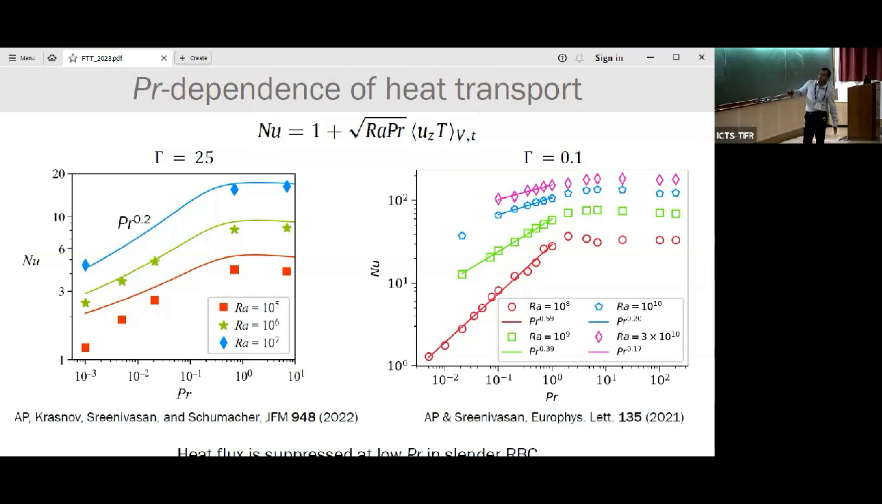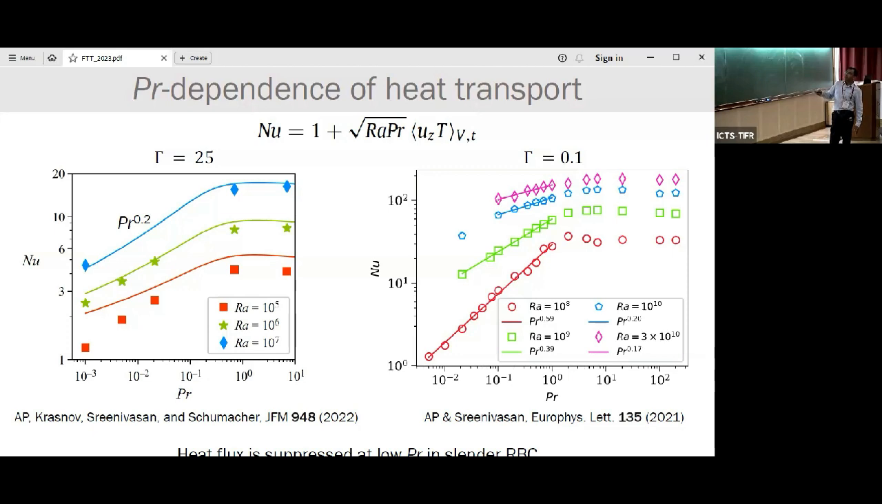But the exponent with which it decreases in this regime is nearly 0.2. We observe this kind of scaling for all sorts of Rayleigh numbers, starting from Rayleigh number of 10 to 4 or 10 to 5. Now, if you look at the data in the slender cell at different Rayleigh numbers, here is Rayleigh number 10 to 8 data, 10 to 9, 10 to 10, 3 times 10 to 10. You can see that the heat transport is nearly independent of Prandtl number when it's larger than 1. That's consistent with extended cell data.